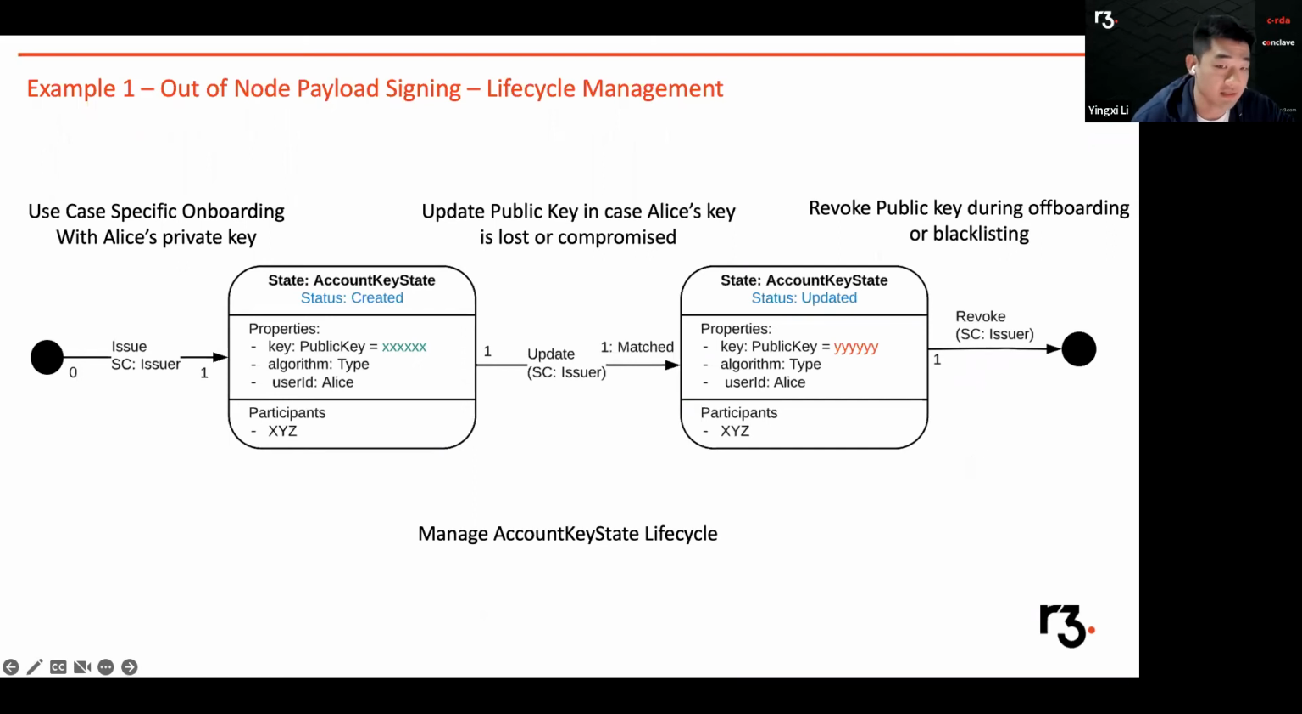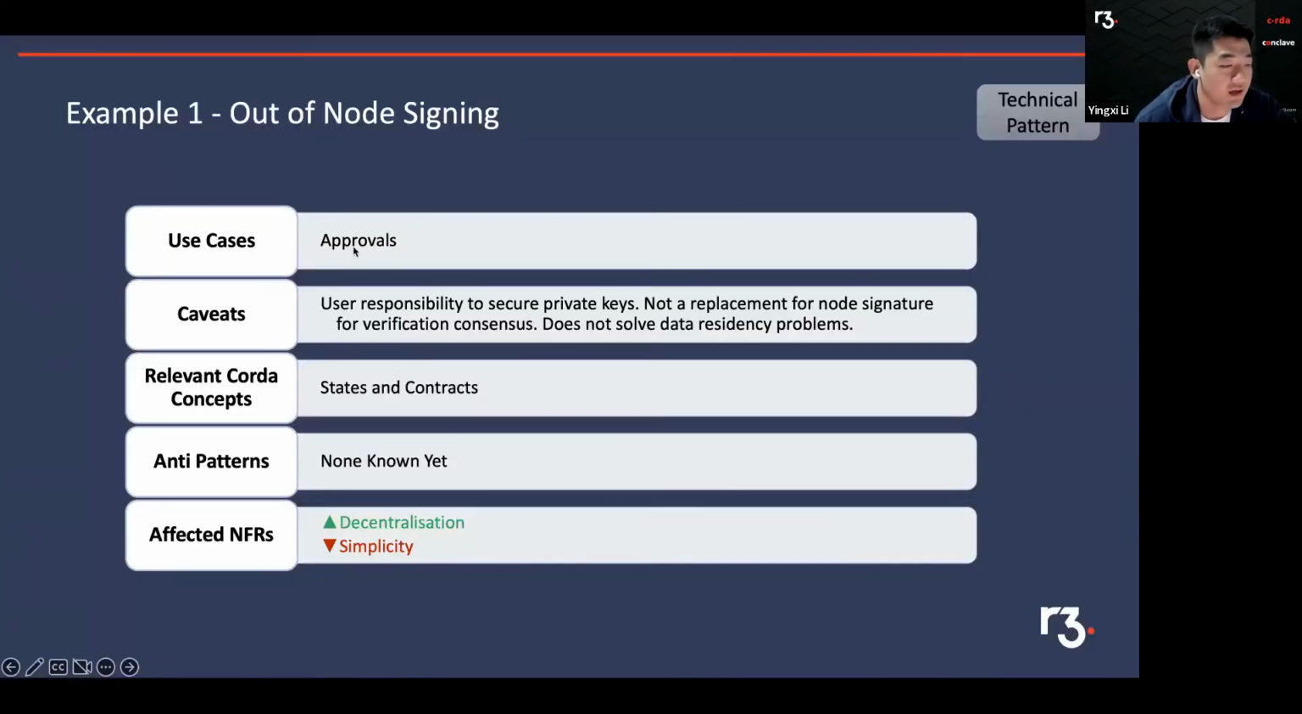So looking at a solution like this, in summary, the use case is off-ledger signing, and the relevant Corda concepts are the state and the contract, because you are registering the public and private keys into a new state, and then you are using the contract to verify the validity of your mobile public keys. And the non-functional effect of your design is that it adds extra decentralization to your system.